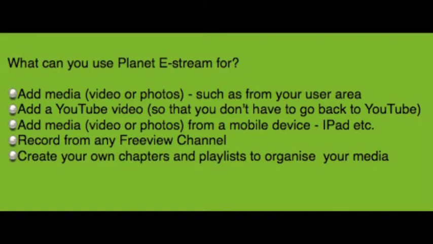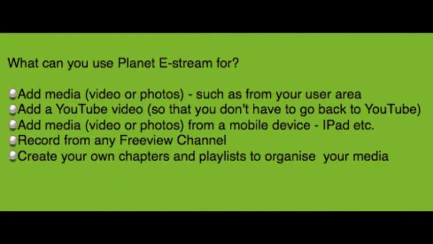So there are 5 main things that you might want to use Planet eStream for. The first one is if you've got video or photographs that you might have saved either in shared drives or your own drive on a computer, you can load them up to your centralised media library. If you're used to using YouTube and normally you'll go directly to YouTube to get a video, you can actually take that video out of YouTube and save it directly into the media library to use anytime you want.